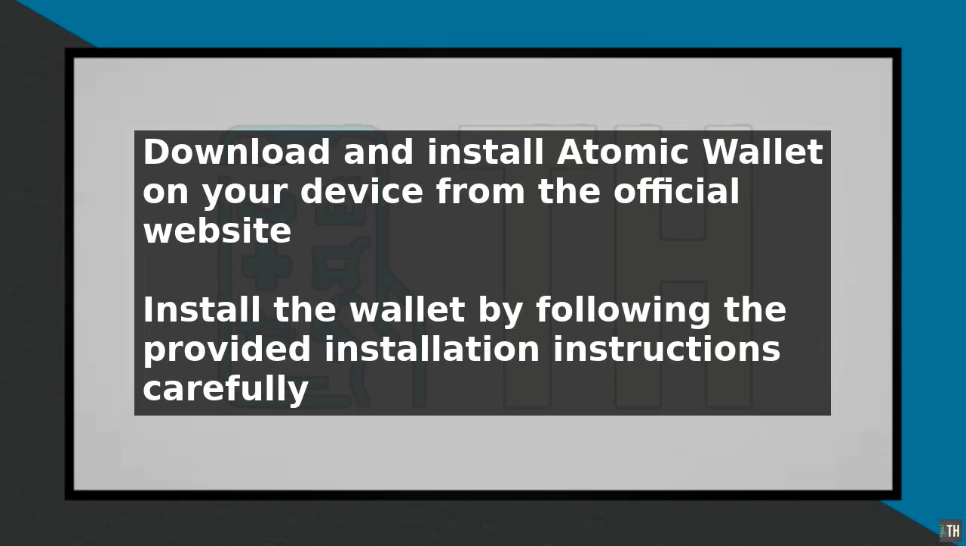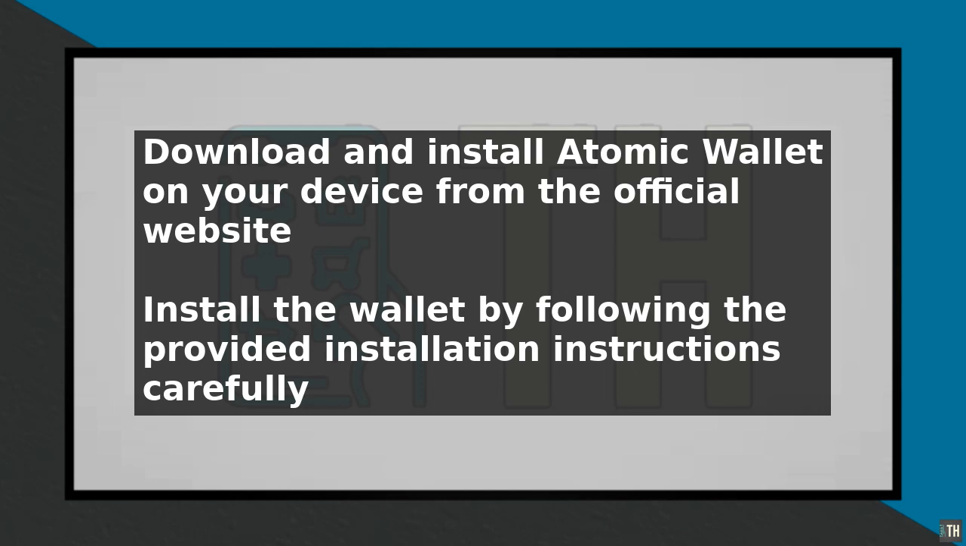To access Atomic Wallet, you first need to download and install the application on your device. Atomic Wallet is a decentralized cryptocurrency wallet that supports over 500 assets and is available for Windows, Mac OS, and mobile devices. Start by going to the official Atomic Wallet website and clicking on the download link for your operating system. Once the download is complete, follow the installation instructions to install the wallet on your device.